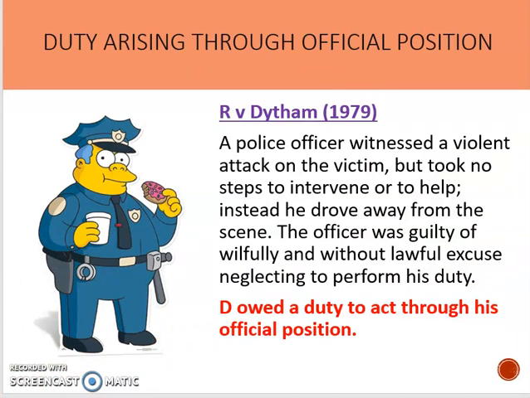Exception is duty through official position. And in Dytham, the defendant was a police officer, and he stood by whilst a bouncer kicked a man to death. And he was charged with the offence of misconduct in a public office, but he argued that the offence couldn't be committed through an omission, and all he'd done was fail to act. But he was held guilty. The offence of misconduct in a public office can be committed by an omission, and the defendant owed a duty to act through his official position.